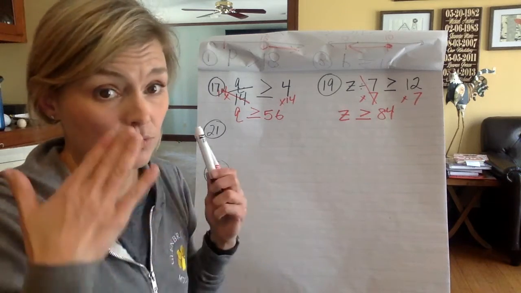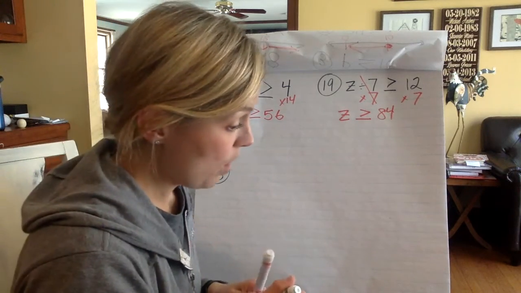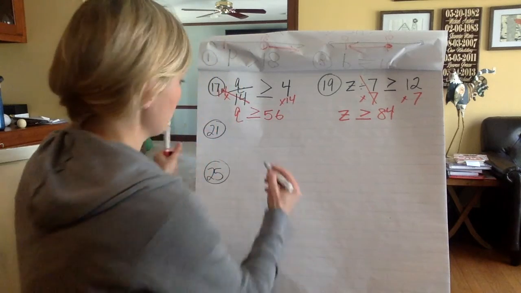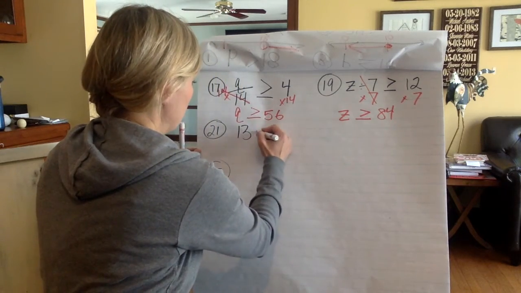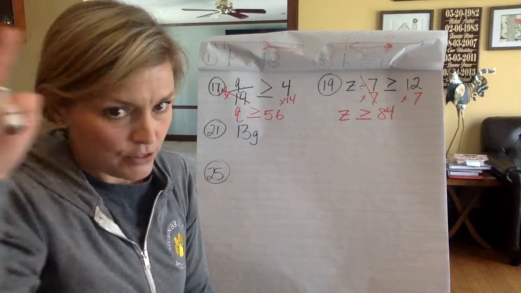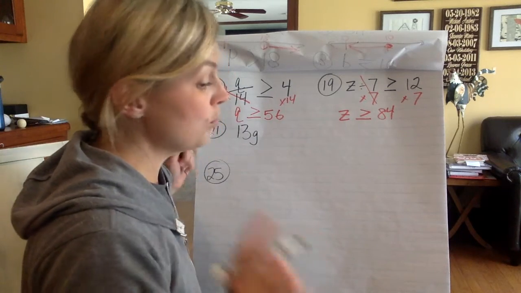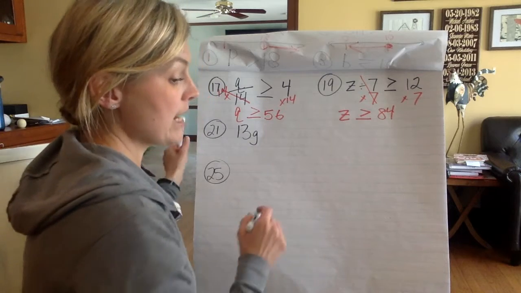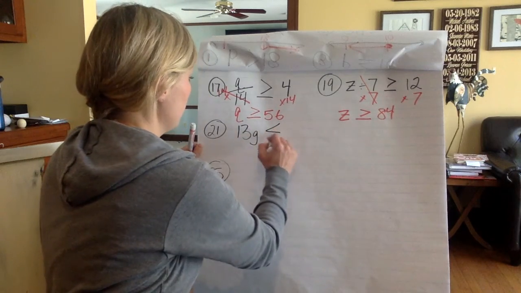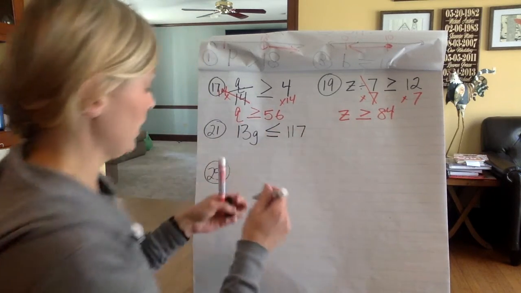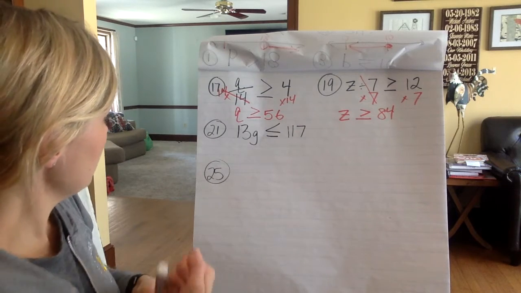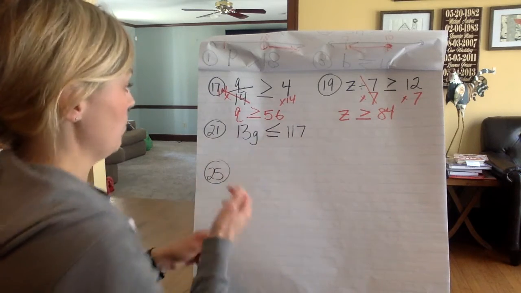Number 21, same thing. We had to translate from the phrase into the inequality. A number G multiplied by 13. So I would go like this. If you had G times 13, that's fine too. Is no more than 117. Cannot be more than 117. That would be this symbol here. It can be 117, but it can't be more than.